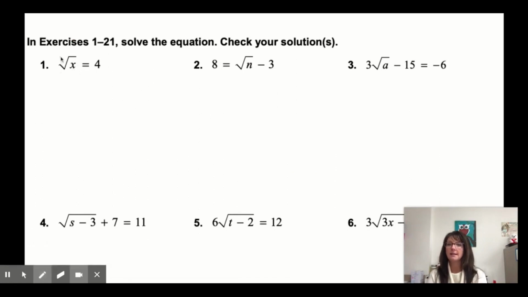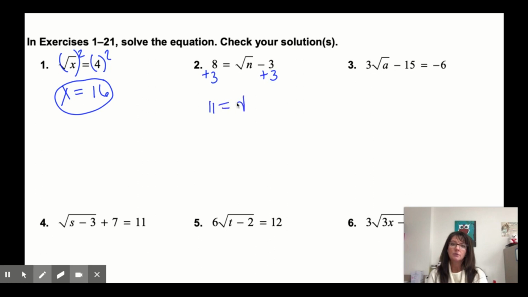Here, it's already isolated. We are going to square both sides. So x is equal to 4 squared or 16. Okay. A little bit of work that we have to do here. We want to add 3 to both sides. All right. So we'll get 11 is equal to the square root of n. Now we have the radical alone. We can square both sides to use the inverse operation of taking the root, and we get 121 is equal to n.